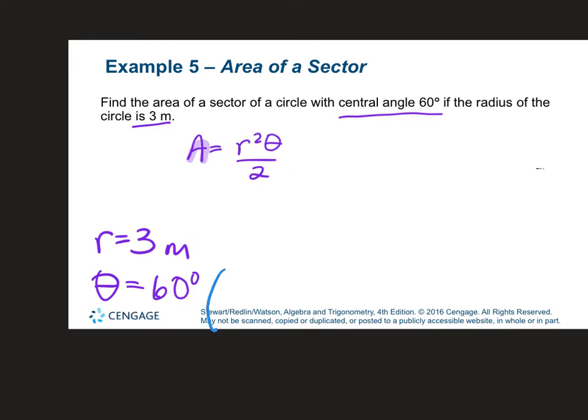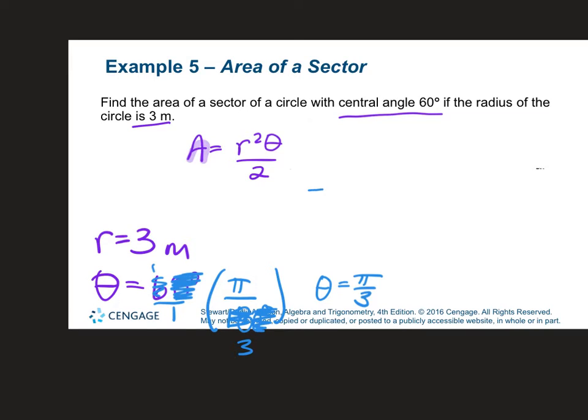I have to convert. This is 60 over 1. So where does 180 go, on the bottom or the top? On the bottom, because I want the degrees to cancel out. Good. Pi goes on top. So the 0 and the degree sign will cancel out because 10 goes into both of those. And then 6 goes into 6 once, and 6 goes into 18 3 times. So your theta that you're going to use in your problem is pi over 3. Now you can plug it into the formula.